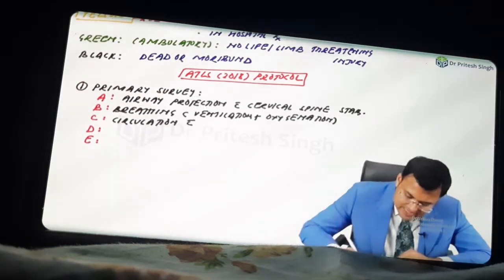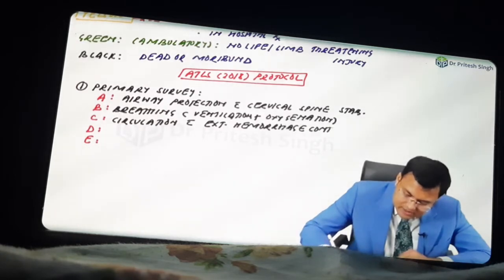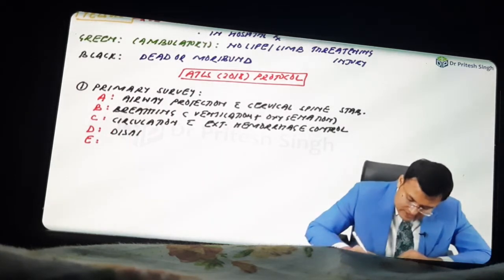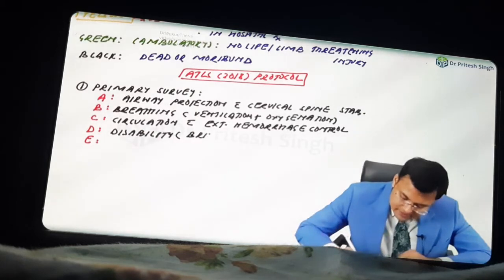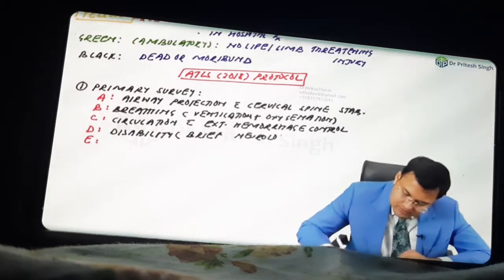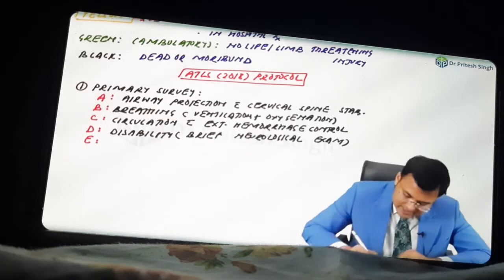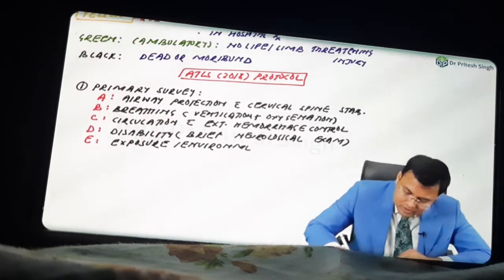C means circulation, with external hemorrhage control. D is disability, in which we perform a brief neurological examination. And E is exposure with environmental control. So this is the ABCDE of primary survey.